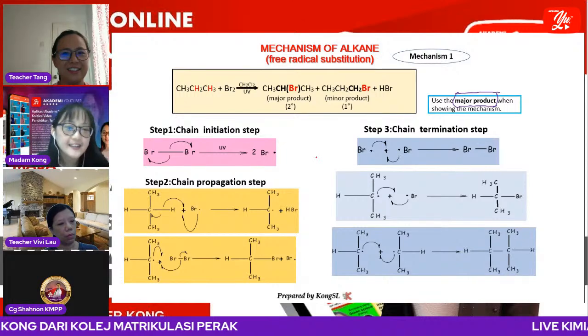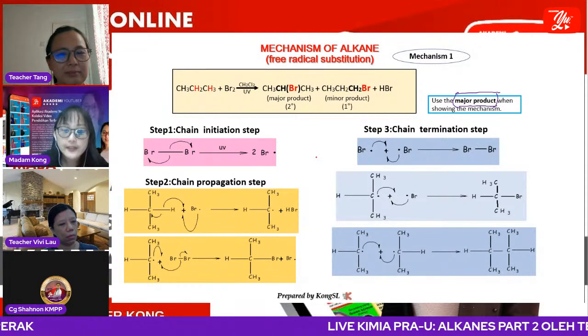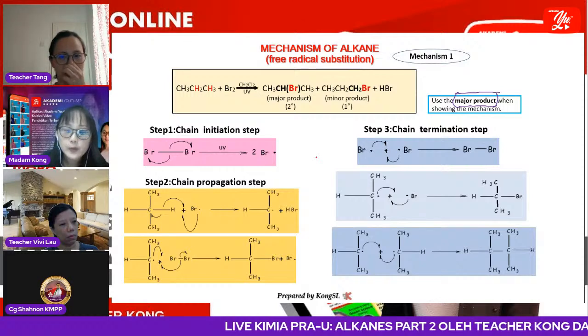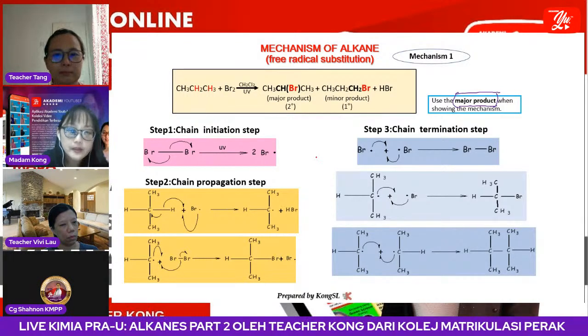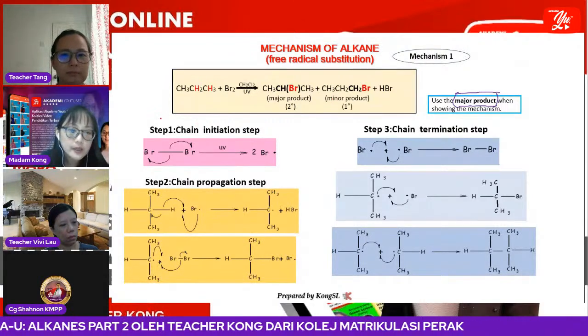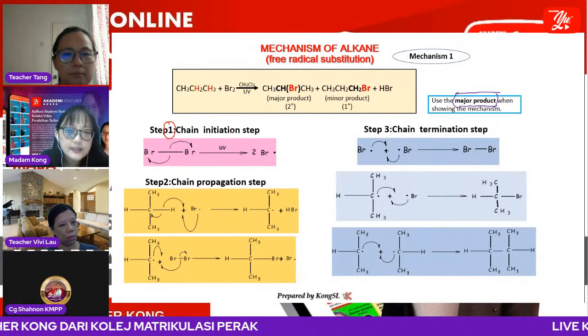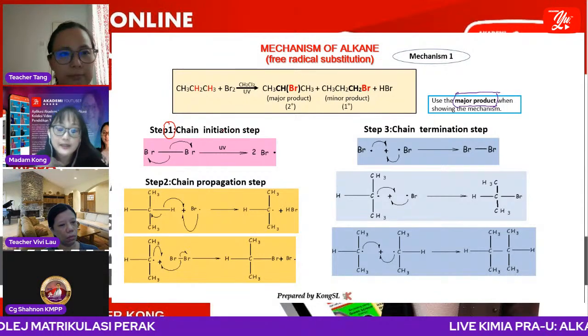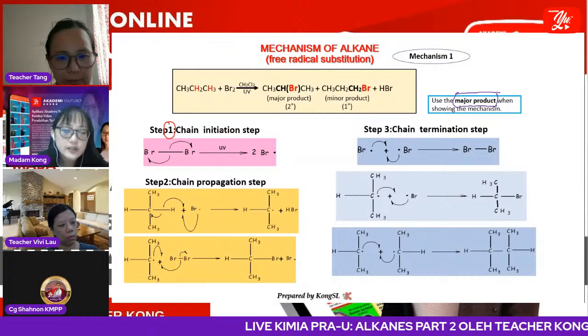Okay, let's start again. For this free radical substitution reaction, there are three steps. First of all, we must know how many steps there are: three steps. We must remember the name of each step. Step one is the chain initiation step. Initiate means to start. How do we start this reaction? So this is the chain initiation step.